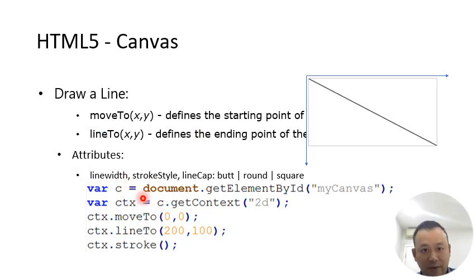The first step, we have to declare a variable c, which is set to document.getElementById("myCanvas"), and then a variable ctx, c.getContext("2d"). 2d means two dimension. Then we have ctx.moveTo, which means the starting point 0 and 0, and lineTo means the ending point here. It means x is 200 and y is 100, and ctx.stroke just means draw the straight line.